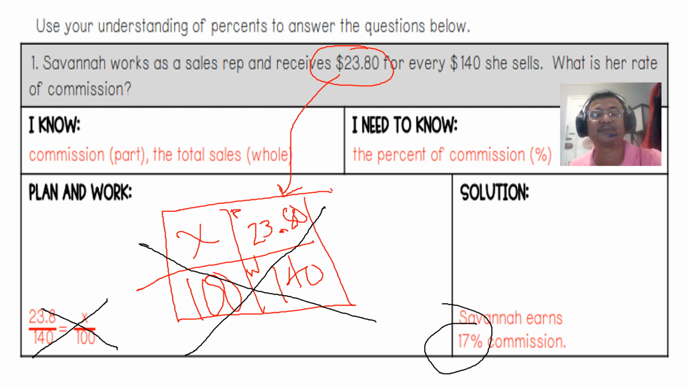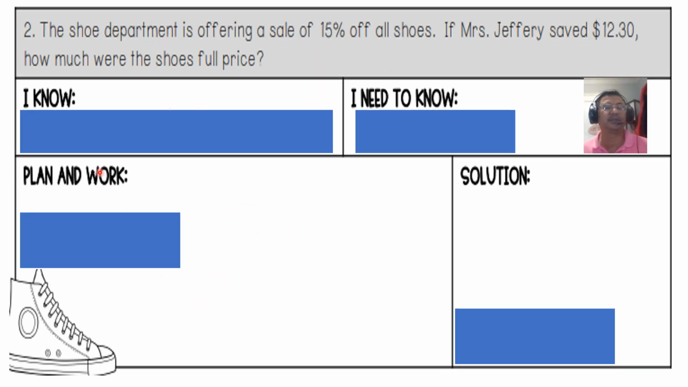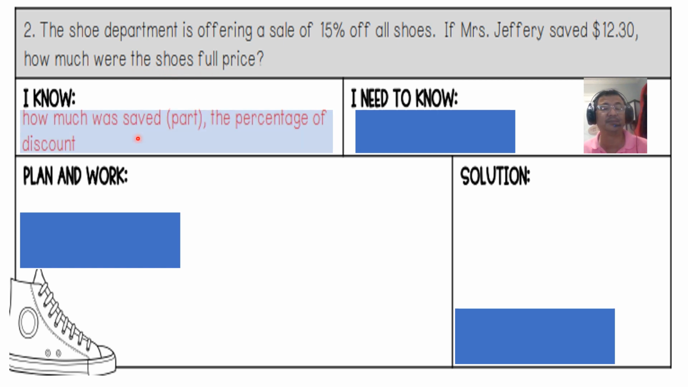Okay, next. Next problem: the shoe department is offering a sale. Wow. You're not paying whole price. They're going to take off 15% on all shoes. Mrs. Jeffrey saved this amount. She wasn't able to pay that amount. We want to know how much the shoes were at full price. What do I know? I know how much was saved, which is the part. That's the part which was saved. And the whole we don't know. That's what you're going to solve for.